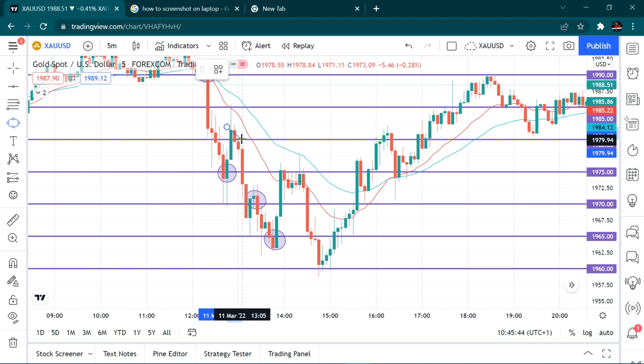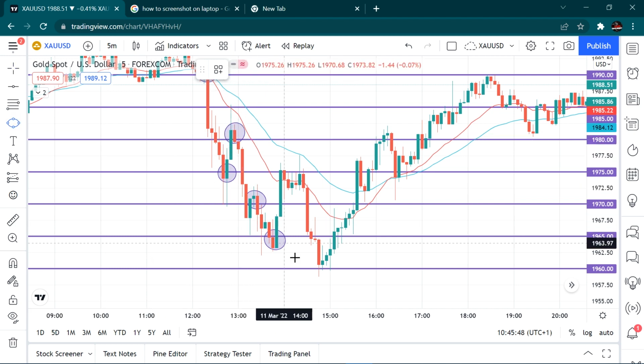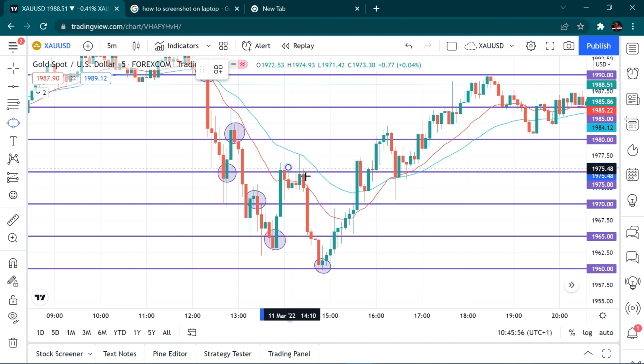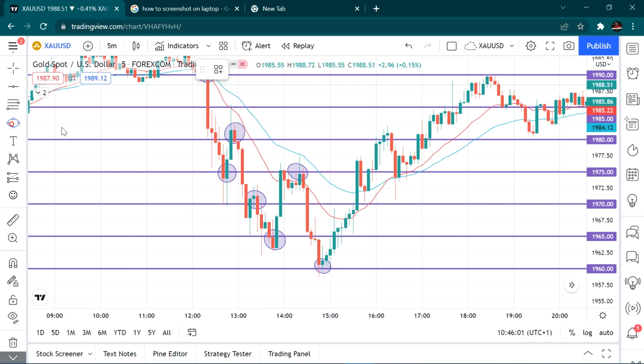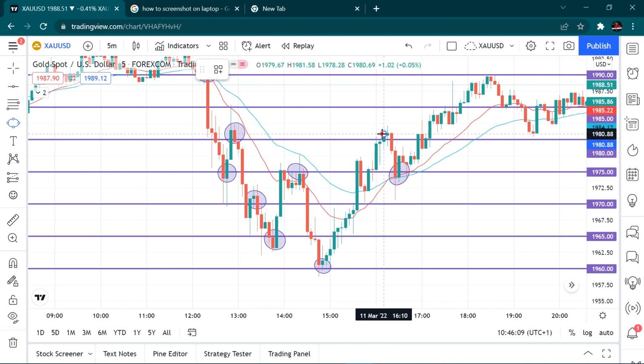You see here too. Let's not forget here. You see the reaction there too. When market got here too, it reacted. When market got to these zones here, it reacted. Mainly when market gets to all these psychology levels, it does react. It does show some kind of reaction.